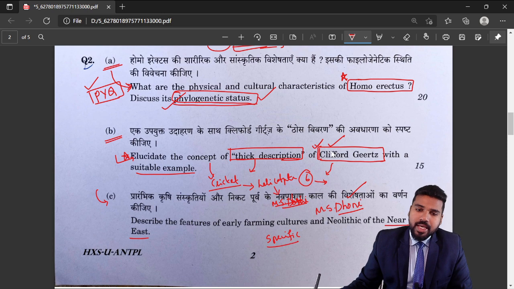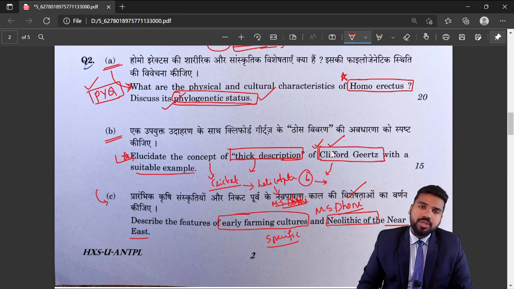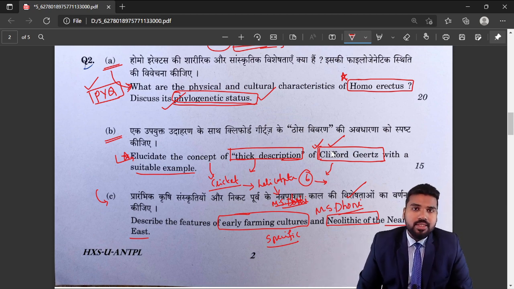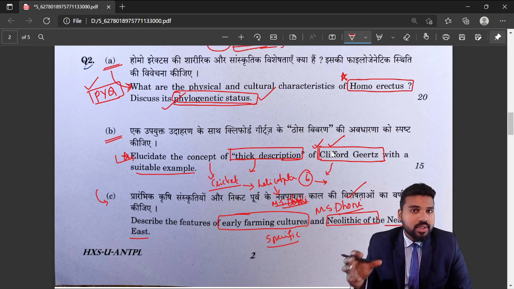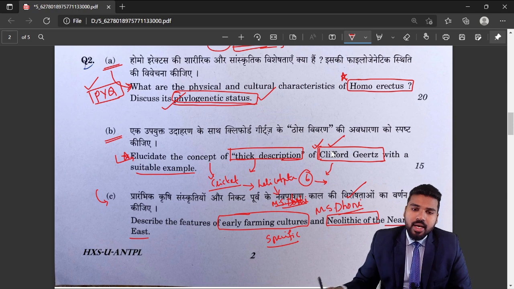Specific with respect to the time scale, you have to look at early farming cultures and Neolithic cultures of the Near East. Okay, these two, like Chira and other regions in Assam. What kind of characteristics were there, that has to be written. So it's a specific question, and writing a general answer will not give you good marks.